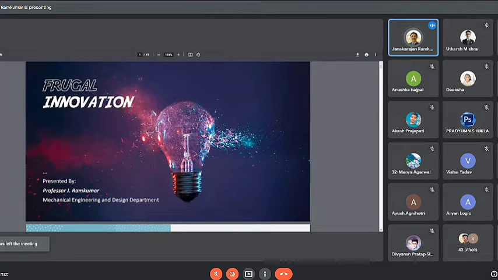But this problem is not sustainable. This problem is not universal, and this problem does not have a science to back it up. So this is called jugaad. Indians are very good in jugaad. Why? Because it is not a problem.